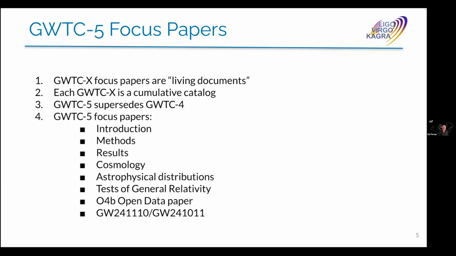In the current round of GWTC 5 focus papers, we have the 3 papers being presented today. There's also the Cosmology, Astrophysical Distributions, and Tests of General Relativity papers. There's the O4b Open Data paper, and then there's one exceptional event paper, which was the GW241110 and GW241011 paper. These will all form the GWTC 5 focus papers. In some cases, the text is the same as it was for GWTC 4, but this is by design, and it'll remain that way for GWTC 6, where we will increment on these papers again.